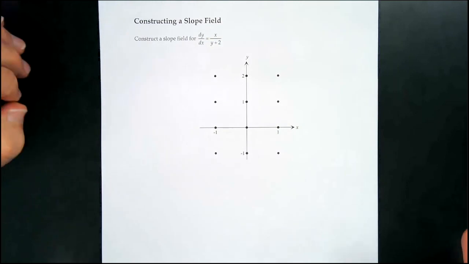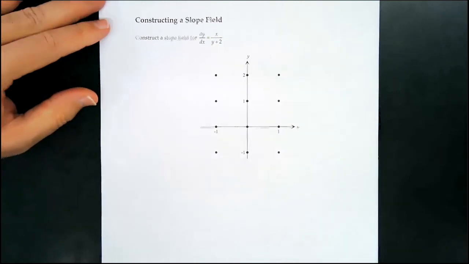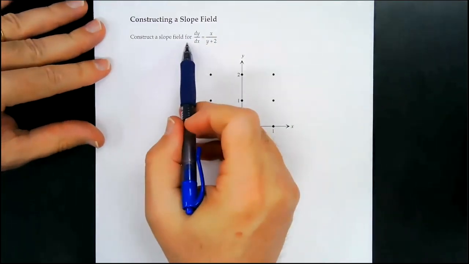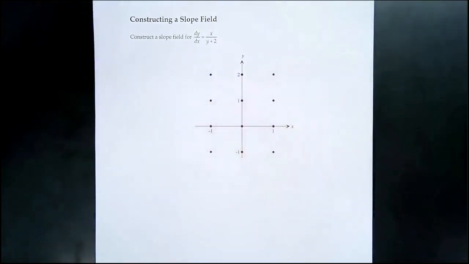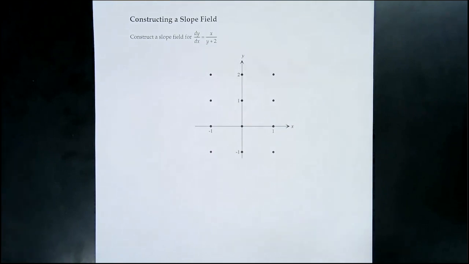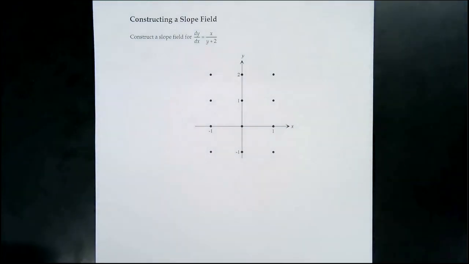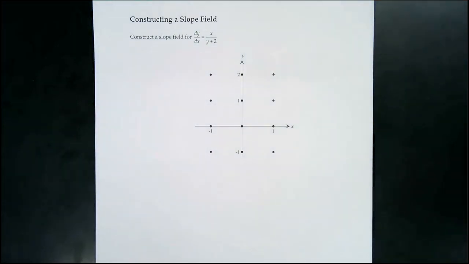We're going to do this next one the old school way, by hand. So we want to construct a slope field for dy over dx is equal to x over y plus 2. I've seen this on the AP exam. And it's all relative, and you'll see Delta Math is going to require you to draw the slopes relative to other ones, like steeper and less steep and all that.